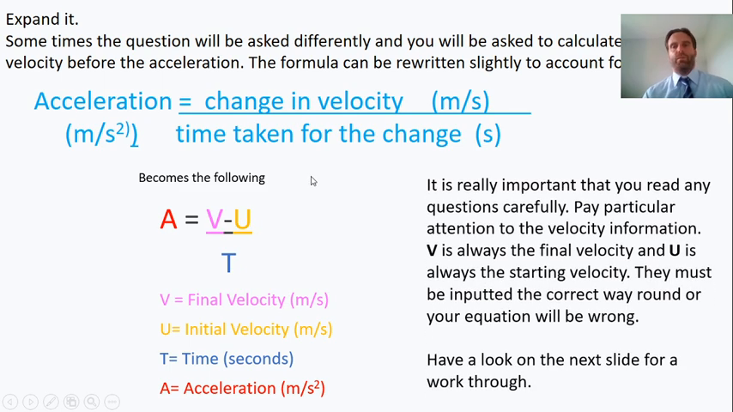Okay? So it's really, really important that you get those two letters the right way around. It has to be your final velocity take away your initial velocity. And that's regardless of which of those two values is biggest, it always has to be v minus u. So final velocity minus initial velocity.